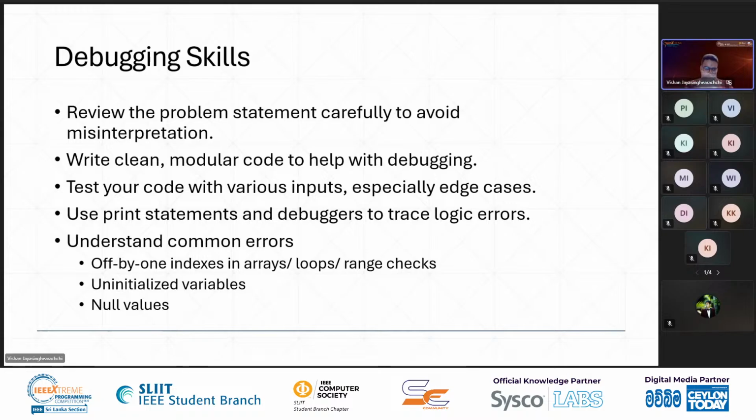And SLIITXtreme, the organizers will have your answers there. If you have any questions about that, go and ask them. But at least IEEEXtreme sometime back used to be of the second type. That is, you can leave the competition window and come back without any penalties.